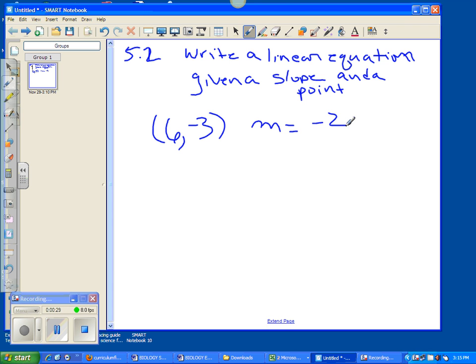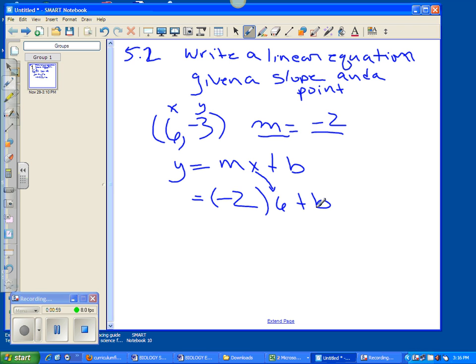The first thing you need to do is write down the slope-intercept form, which is y = mx + b. Substitute the m, in this case -2, in here. Remember that this is x and this is y. So where your x is, move it over to where the x is in the mx plus b. In this case, it's 6, plus b, because we don't know what the y-intercept is going to be. And where y is, put a -3.